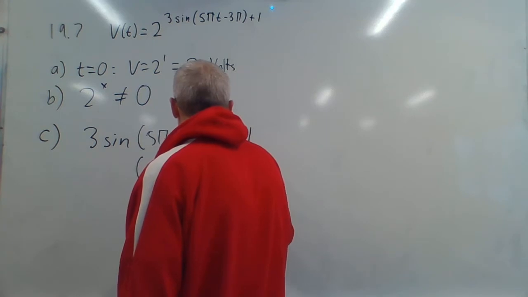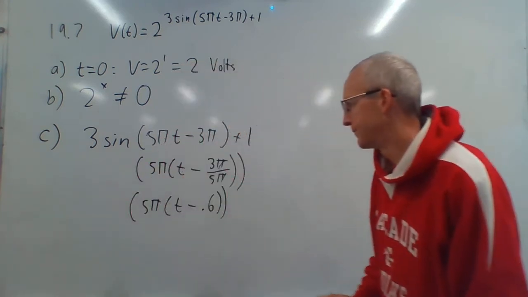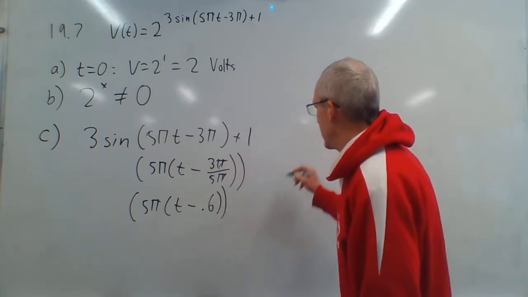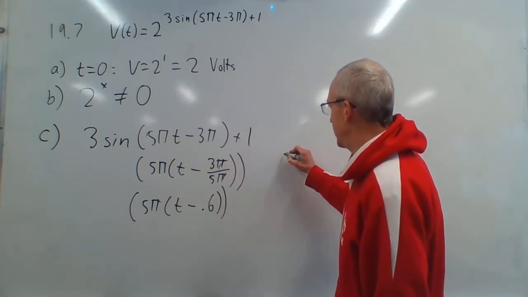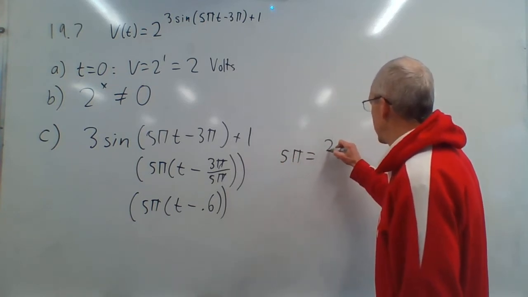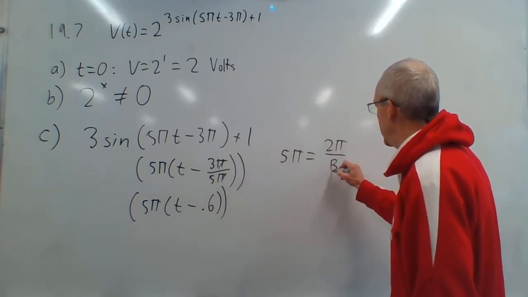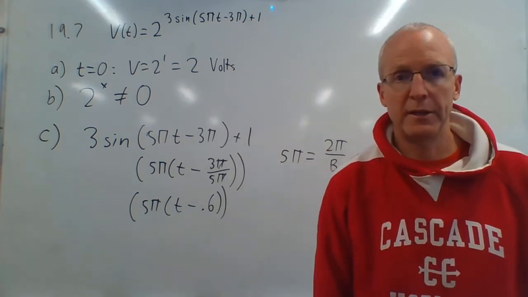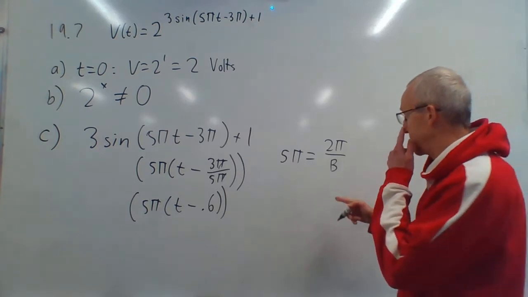T minus 0.6. Okay. Now, we want to write the 5 pi as 2 pi over b. That's the standard form, right? So we want our 5 pi to be written like 2 pi over b. So what is b so that that's equal to 5 pi? Then b is going to be our period. So that's our last step here.